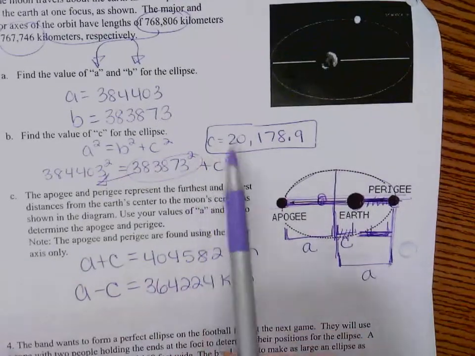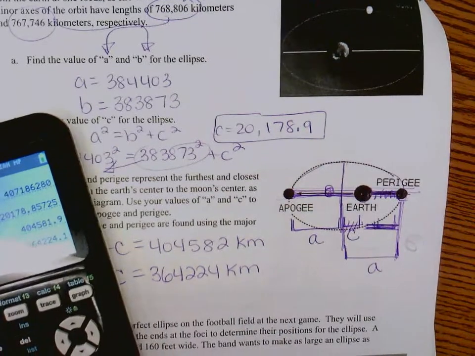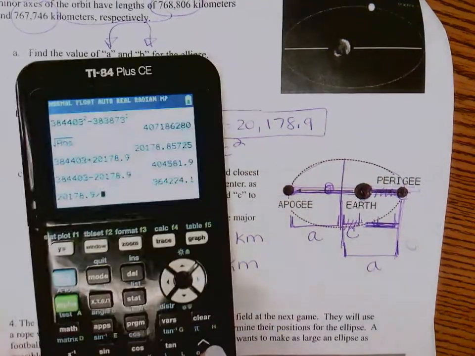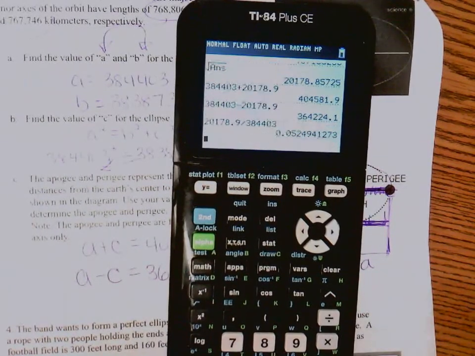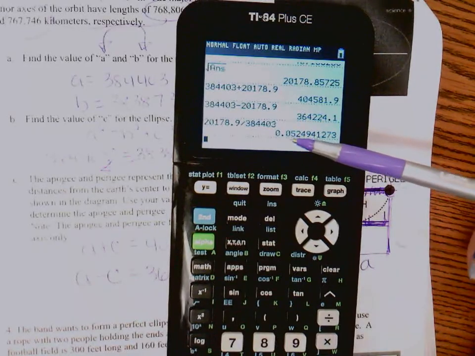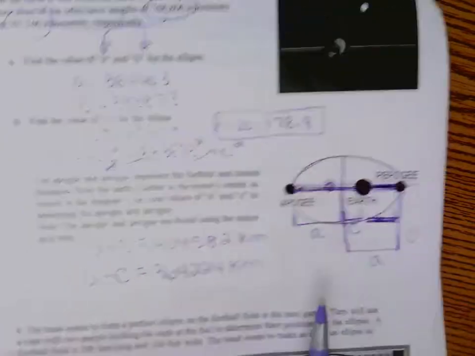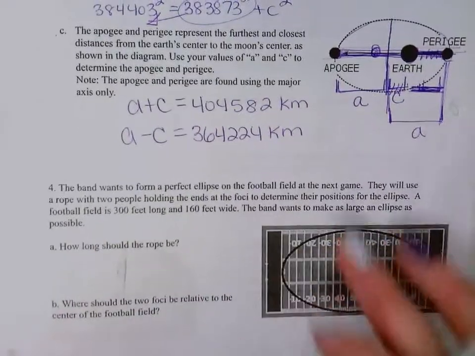I also want you to notice what the eccentricity would be for this orbit. Let me just do 20,178.9. That's my C value. If I divide that by my A value, 384,403, I have an eccentricity of 0.05. So I have a very circular orbit of the moon around the Earth. This looks a lot more elongated and exaggerated than it actually is.